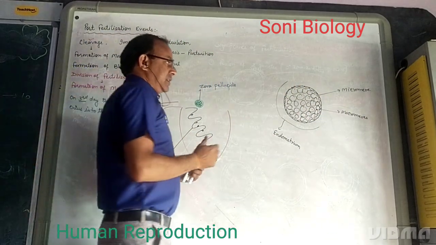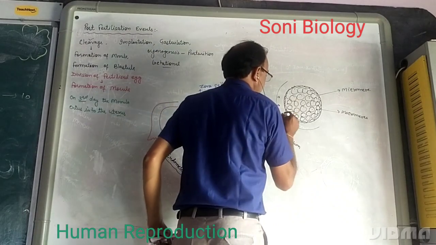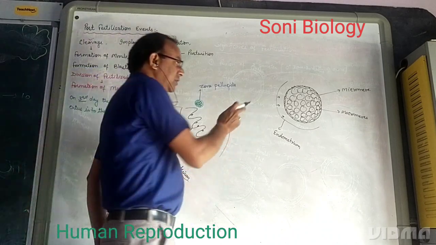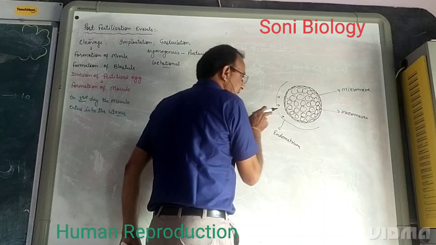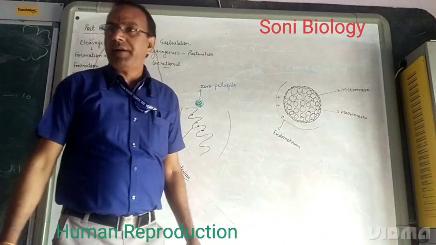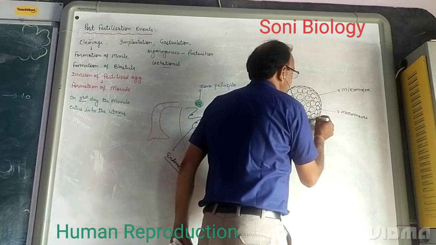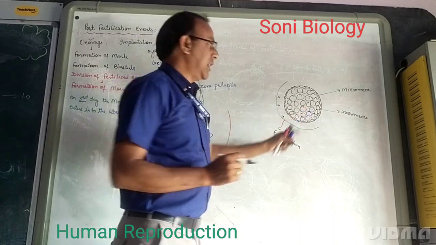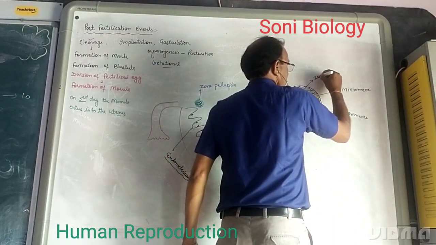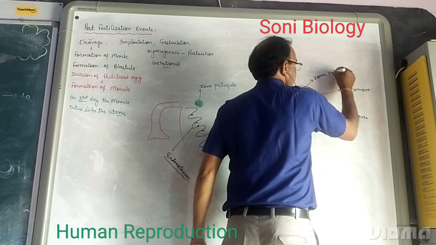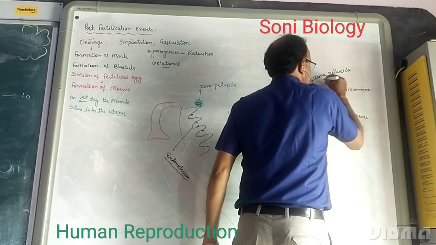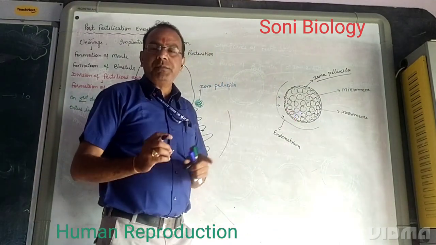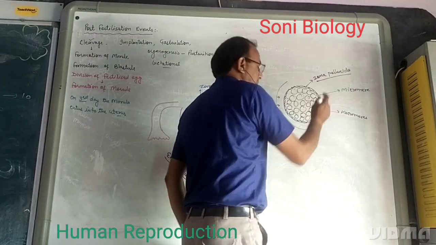As the nutritive substances are secreted by the endometrium, these are chemical substances such as enzymes. As these nutritive substances enter into the morula, compaction again takes place, and the morula loses zona pellucida. It contains zona pellucida as the outermost layer, but as the nutritive substance enters into the morula, it forms a cavity and loses zona pellucida.